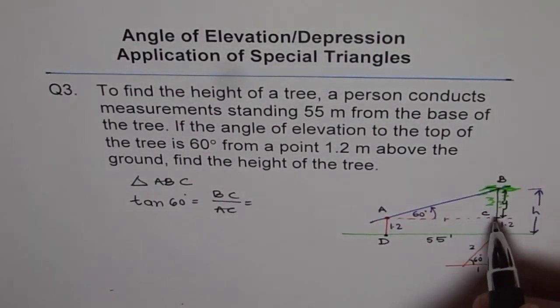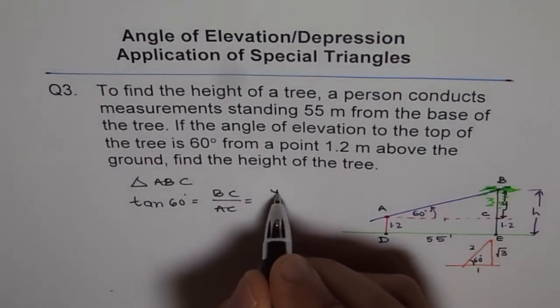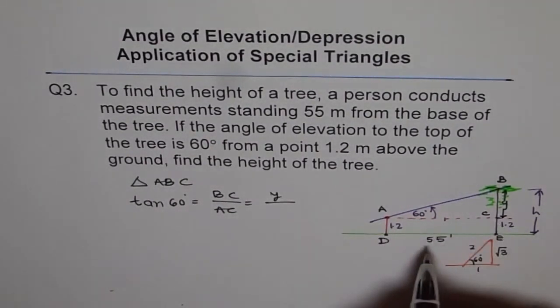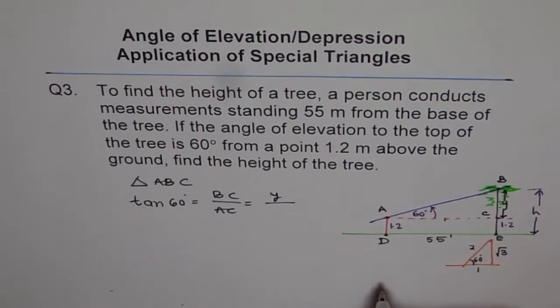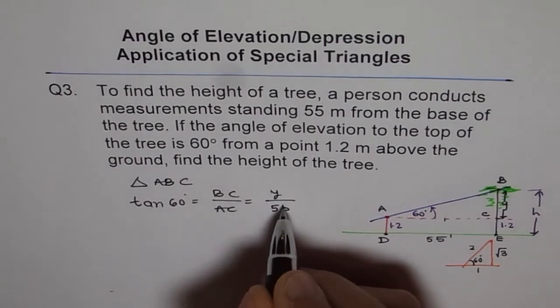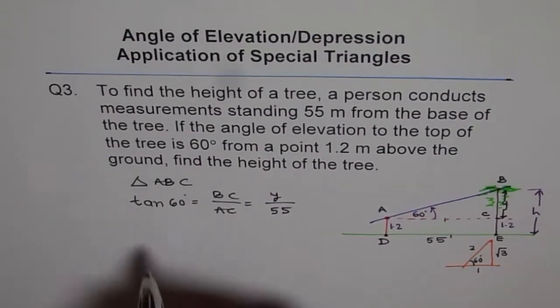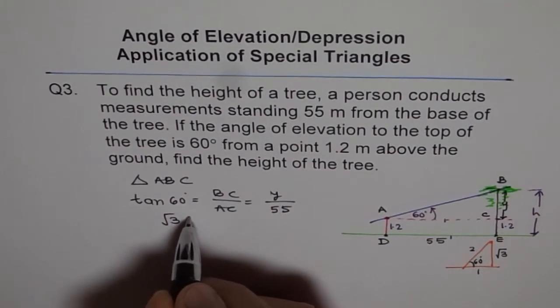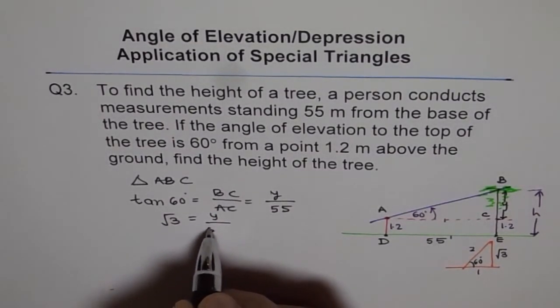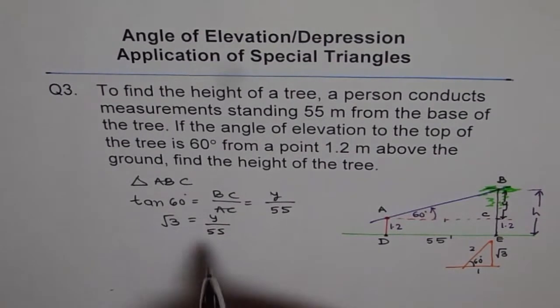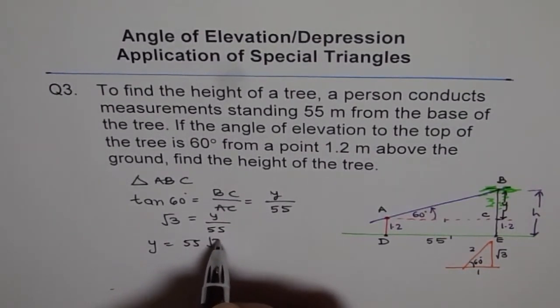And BC, we don't know. Let's write down a variable y for it, and AC is the same as the horizontal distance from the tree, which is 55. So here we have one variable y which we can find. We know tan 60 from a standard triangle. Tan 60 is square root of 3. So we have square root of 3 equals y over 55. Perfect. Now therefore y is equal to 55 times square root of 3.